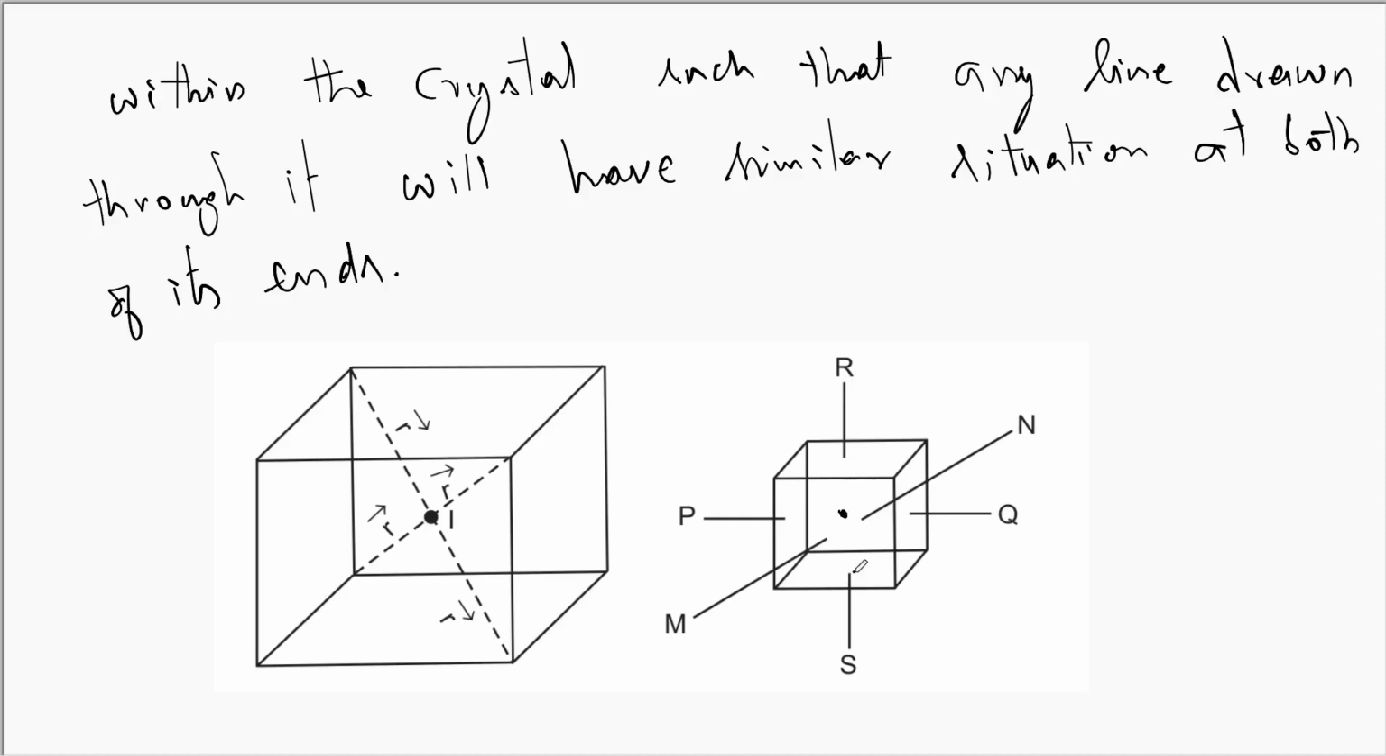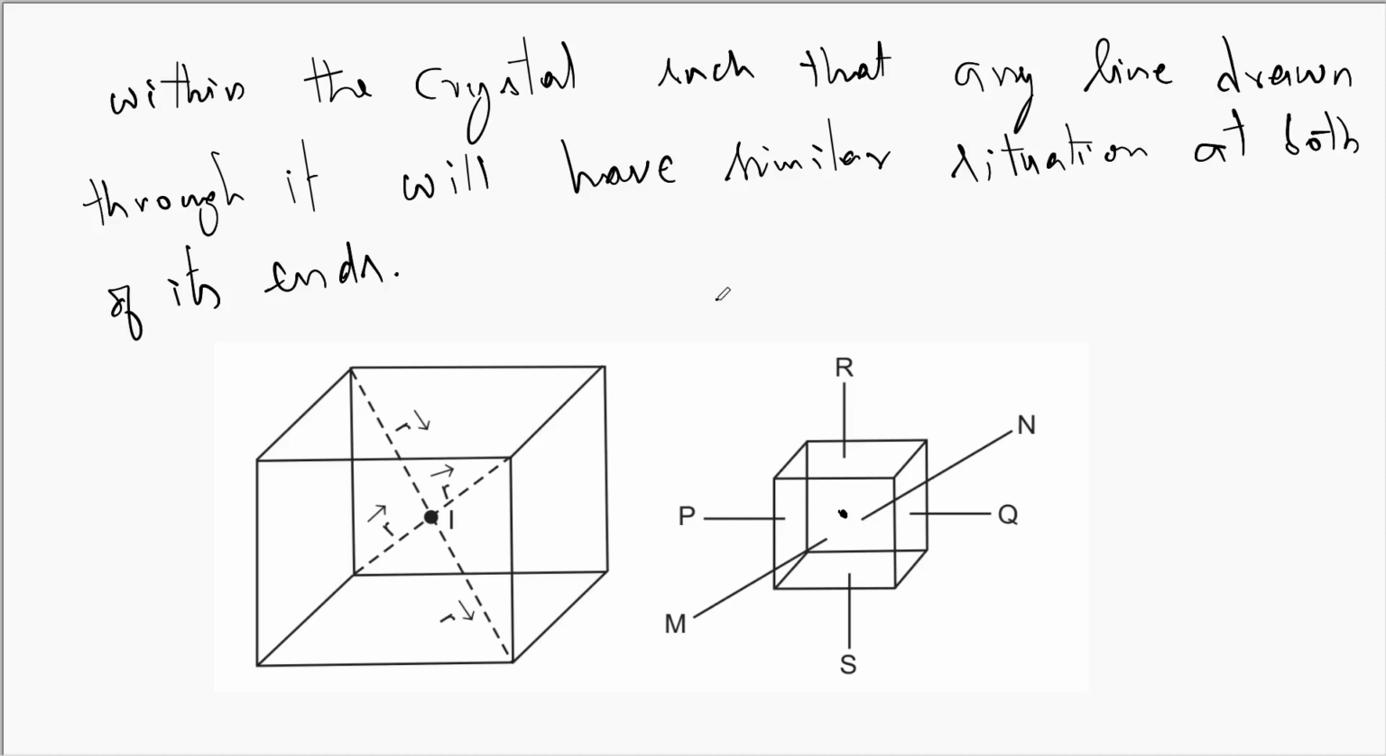Similarly, a line drawn from top to bottom, that is R to S, passing through the body center will also have a center of symmetry here. When we say similar situation at both the ends, it means that if there is an atom at some distance at one end, there is also an atom at the other end at the same distance.